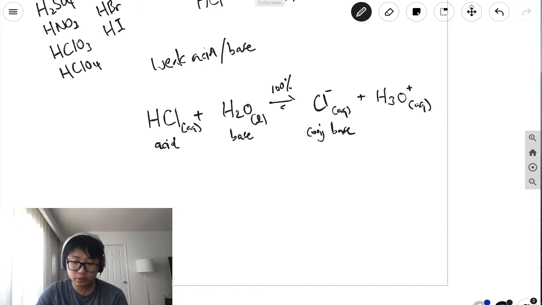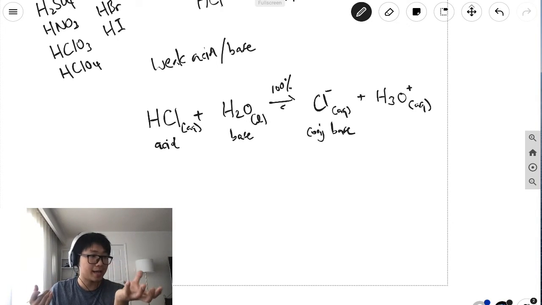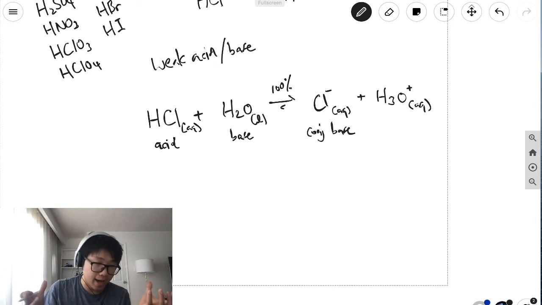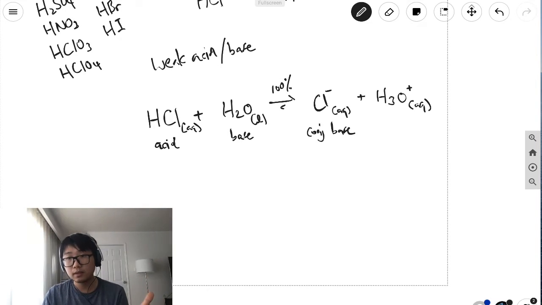The way you can remember the conjugate pairing: it's always acid and base, first of all. You can't have an acid pairing with a conjugate acid. Doesn't work like that. Acid pairs with conjugate base, base pairs with conjugate acid. Second thing is the pairing always differs by 1 proton. So HCl, if you want to say that's pairing with H3O, that's wrong because they're different by more than 1 proton, right?